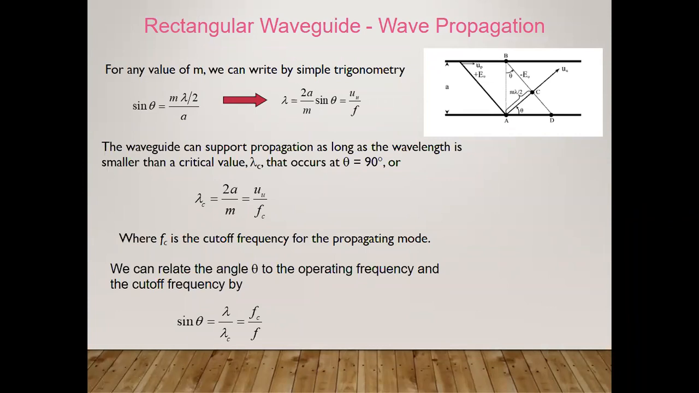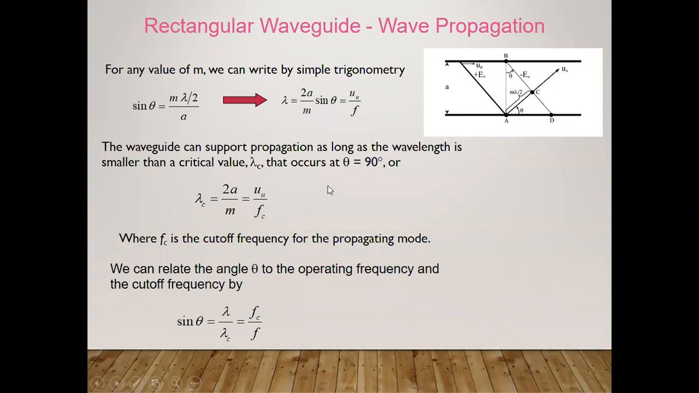For any value of m, we can write the simple trigonometric formula. You can find easily sin theta, that is m lambda by 2a. So we are interested here in finding lambda. Lambda is equal to 2a divided by m sin theta, that is nothing but the velocity of propagation divided by f. So in this way, you can calculate that the waveguide can support propagation for a wavelength smaller than the critical value.